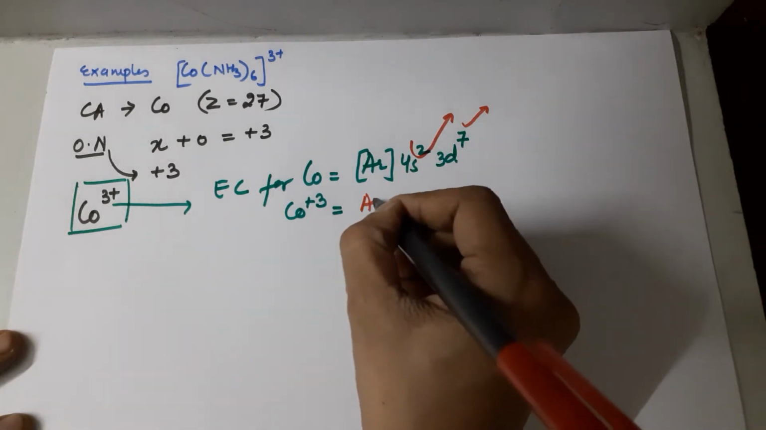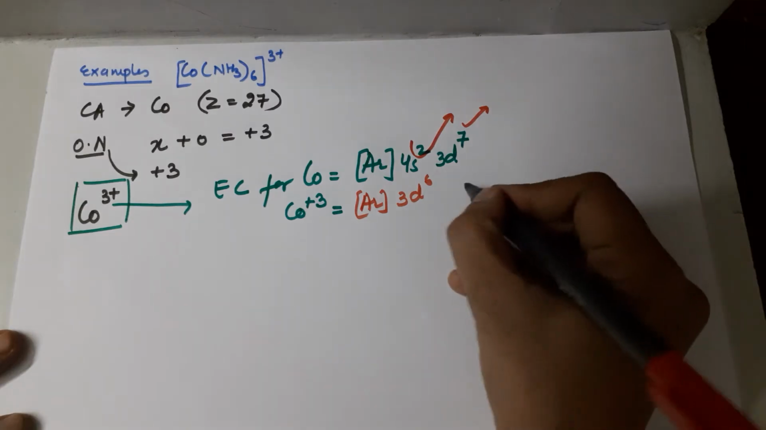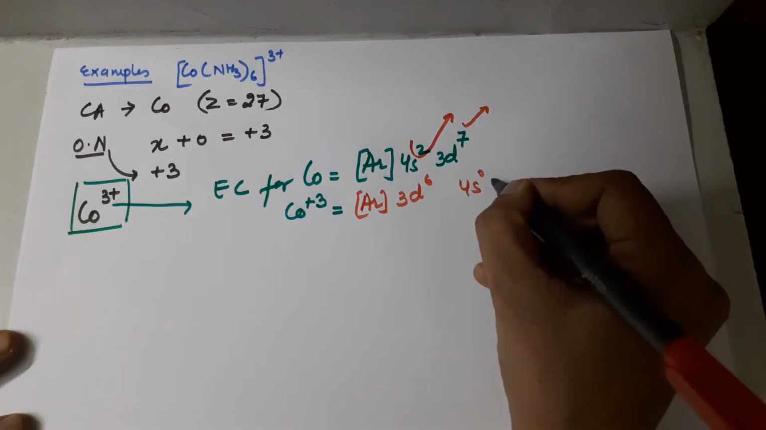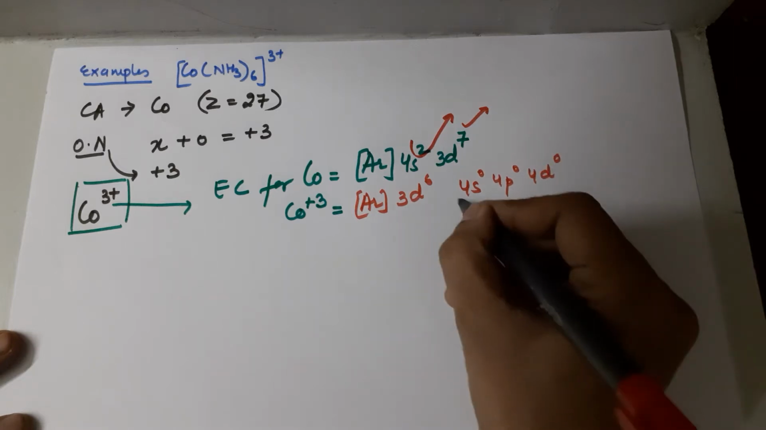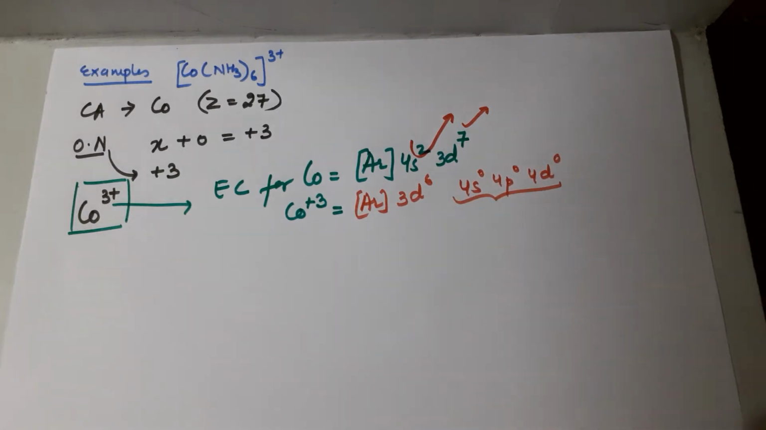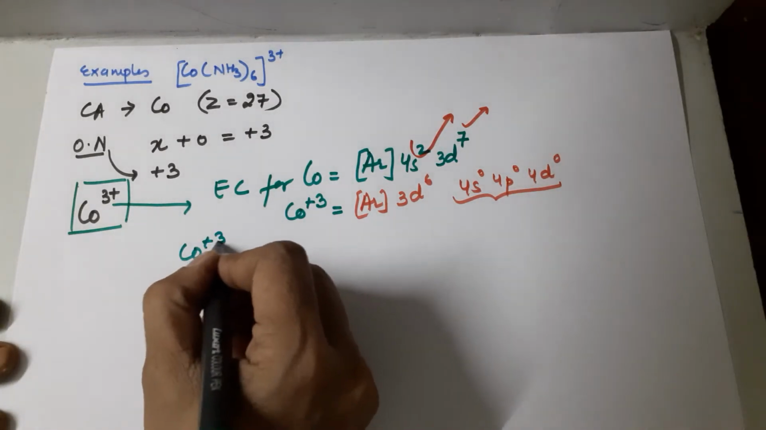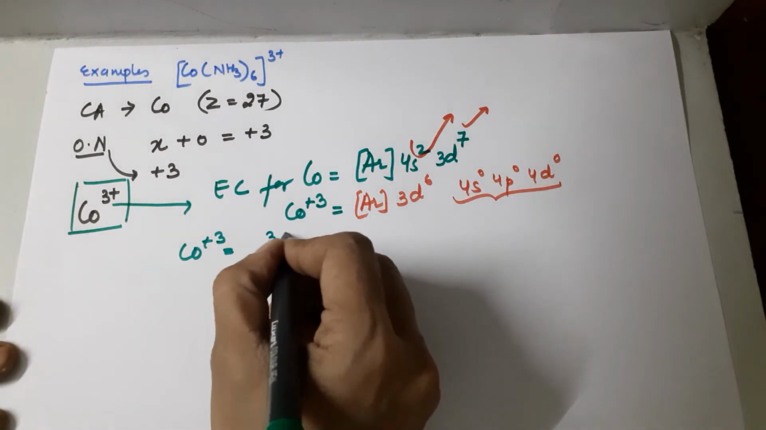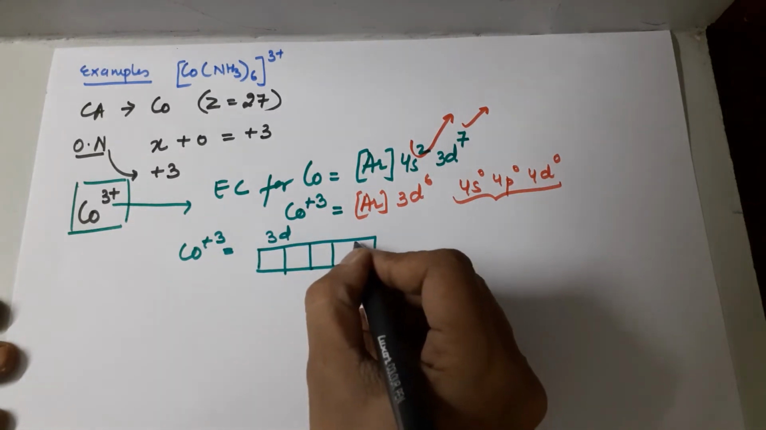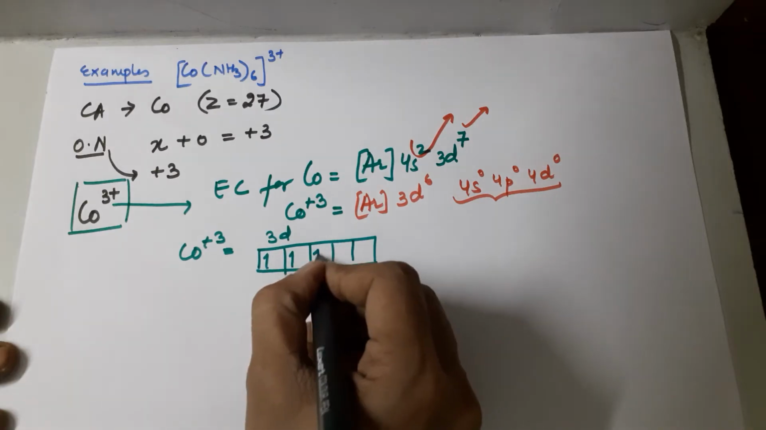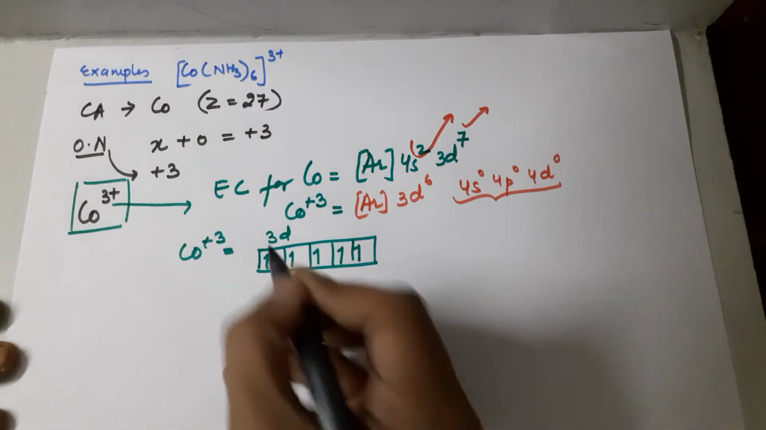So you end up in argon 3d6, I am not writing 4s. There is nothing in 4s, nothing in 4p, and nothing in 4d. That should be understood. Now writing the electronic configuration in the box format. This is your cobalt 3 plus. It has got 3d with 6 electrons in it. 1, 2, 3, 4, 5. According to Hund's rule, this is how you will fill up, and 6.